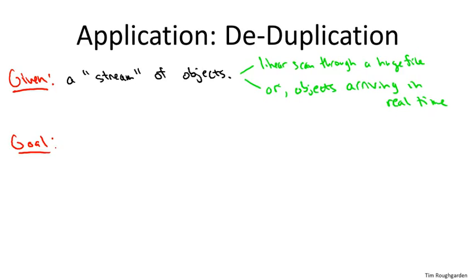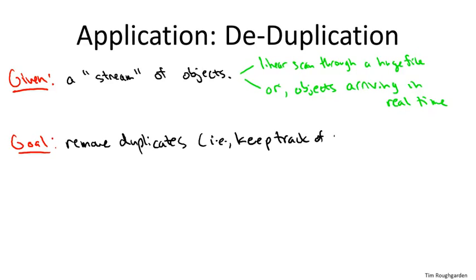And now what do you got to do? What you got to do is ignore the duplicates. So remember just the distinct objects that you see in this stream. And I hope you find it easy to imagine why you might want to do this task in various applications. So for example, if you're running a website, you might want to keep track of the distinct visitors that you ever saw in a given day or a given week.